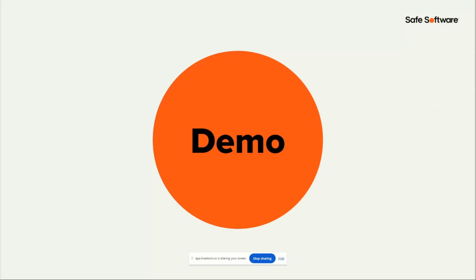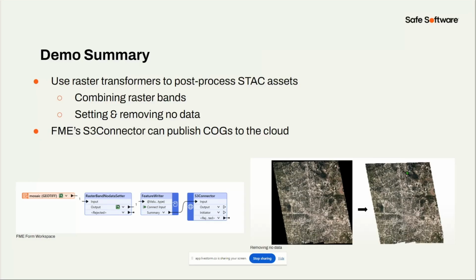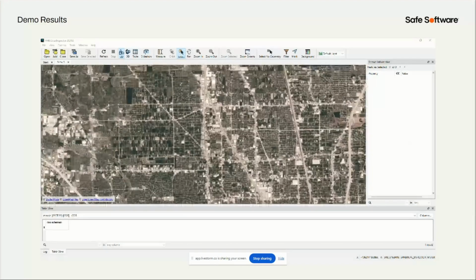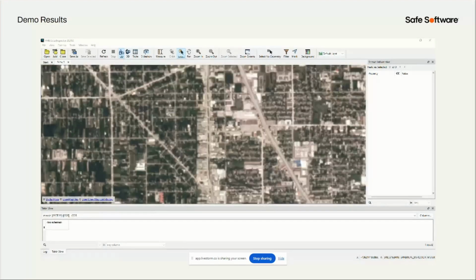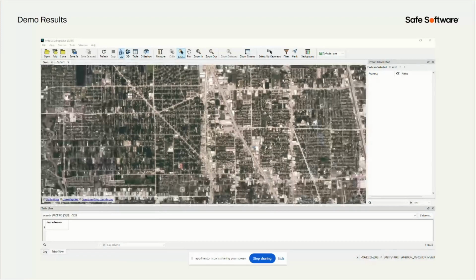Okay, so that was our demo. So there you saw us read a STAC asset. We removed no data, and then we wrote to S3. So just a quick summary, you can use raster transformers to post-process STAC assets, whether it's removing no data, mosaicing, or combining raster bands. And then FME's S3 connector can push datasets like COGs to the cloud. So here is our output again. Screenshots are taken in the FME data inspector, and we can see that it's resampling quite quickly, actually.